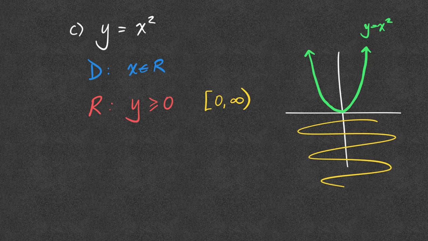Okay, there we go. So hopefully we're getting the idea of trying to imagine what types of x values we can sub in, and what types of outputs, y values, we will get. Okay, let's jump into the next one.